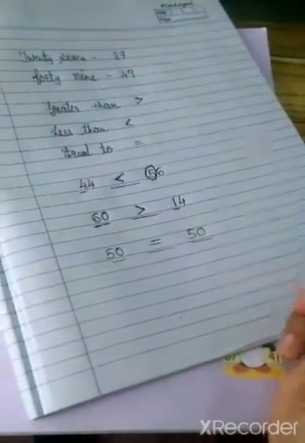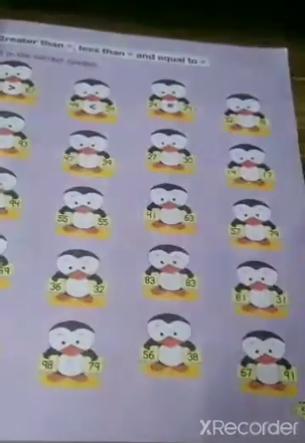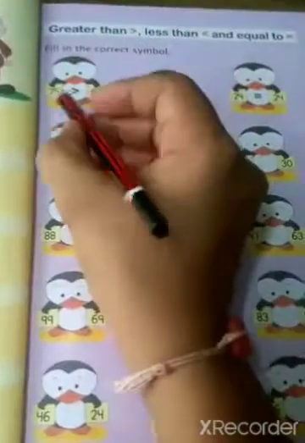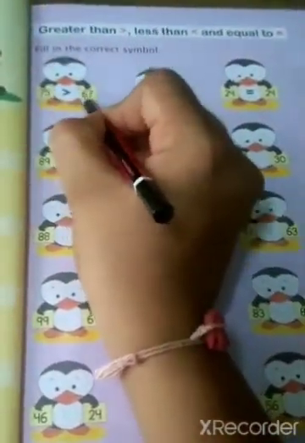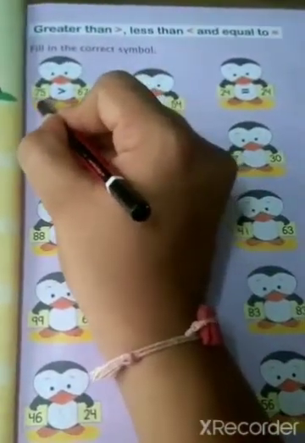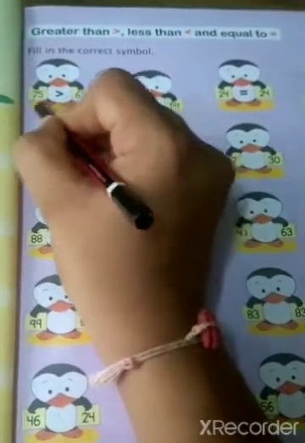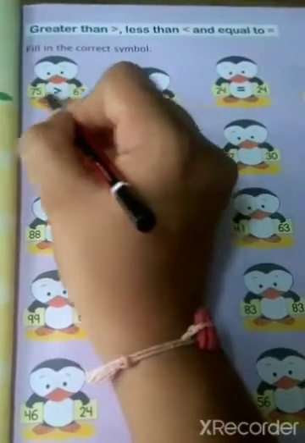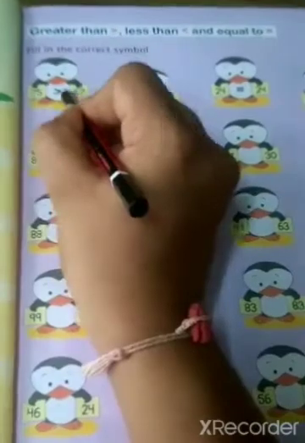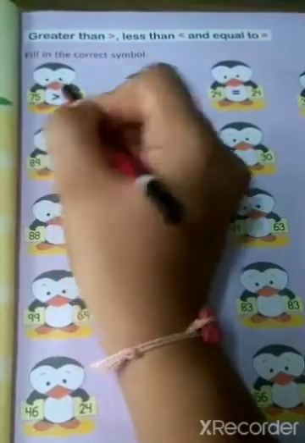Okay students, I hope you all understand. Now let's move to our textbook exercise. See here, you can see 75 and 67. You have to check this tens value. Here 7 and here 6. 7 is big. So you have to keep this sign here.